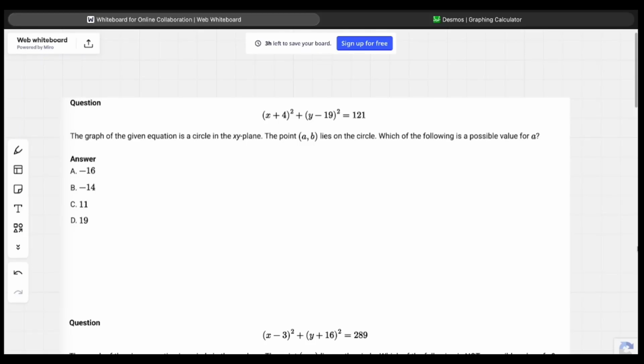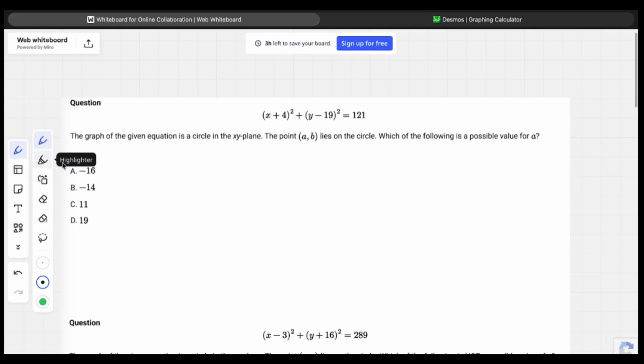Today we will be working on circles and how we can use the Desmos graphing calculator to answer these questions on the SAT. These questions will be a little bit more on the easier side, and hopefully in a future video we will be able to work on the harder problems. Let's get straight into it, shall we?